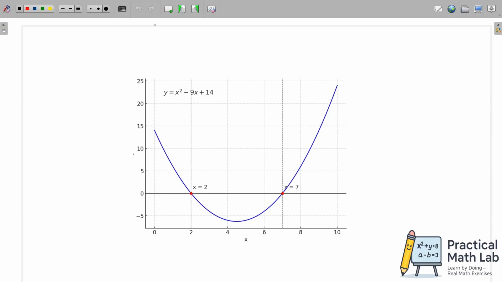Now let's look at the graph of the parabola. We got the values 2 and 7. Now, why is that? Why is the parabola facing upwards? Because the a is positive. See here. The a is 1. So, if it's positive, the parabola faces upwards. If it's negative, the parabola faces downwards. Let's move on to the next one.